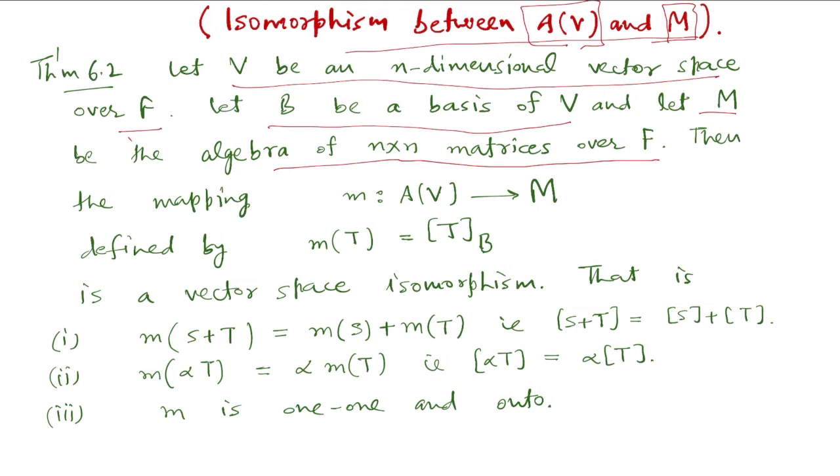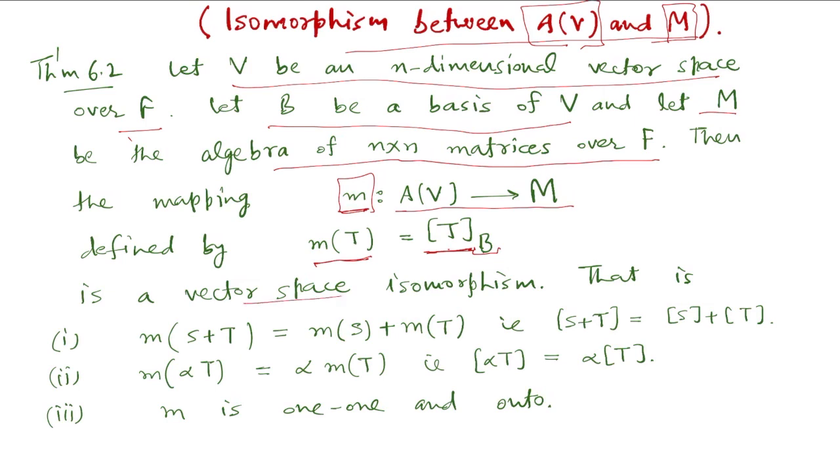Now we define this mapping from A(V) to capital M. This we denote by small m. M stands for matrix. So this is defined by m(T), the matrix of T, to be equal to the matrix of T with respect to the basis B.